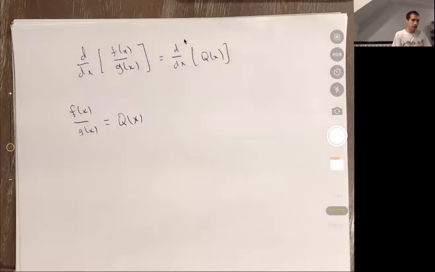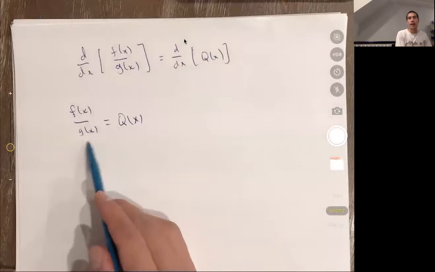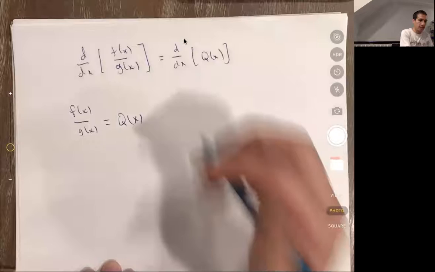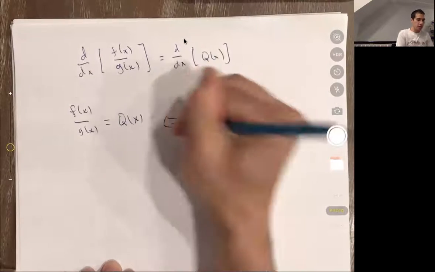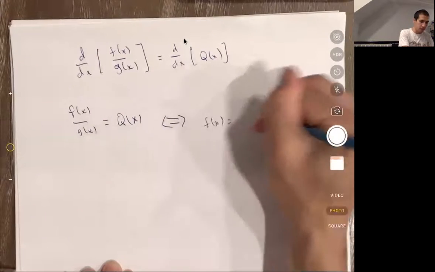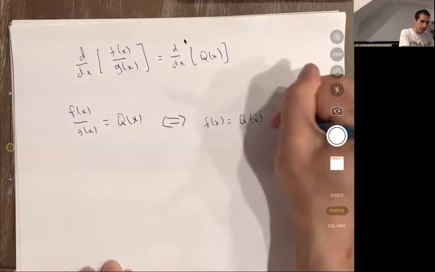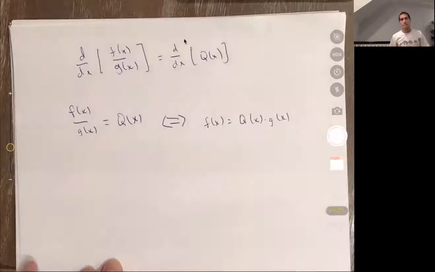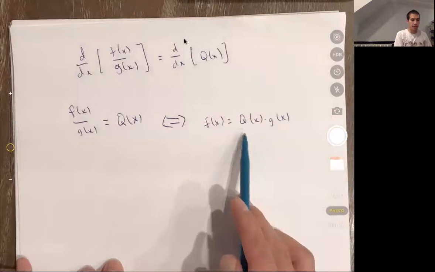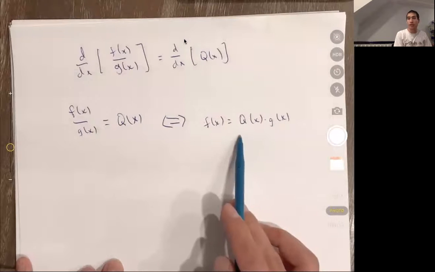And okay, to take this derivative, I don't know how to do this right now. So it's a quotient, I don't know how to do it, but let's rewrite this in an equivalent way. I'm going to just multiply both sides by g of x. So this becomes f of x is equal to q of x times g of x. And now I can take the derivative of both sides. Okay, so if these functions are equal, then their derivatives are equal.